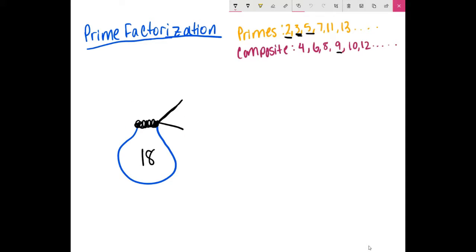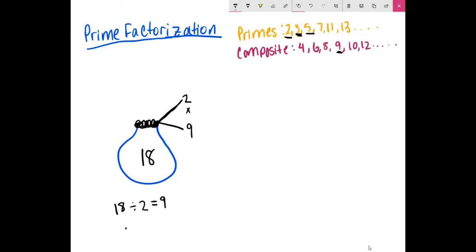This bag has 18 on it. 18 is even, so let's divide it by a smaller even number, 2. 18 divided by 2 is 9. So you can say 2 times 9 is 18. And 2 and 9, are they prime? Well, 2 is prime. We see that on the prime list. However, 9 is not on the prime list. 9 is on the composite list.